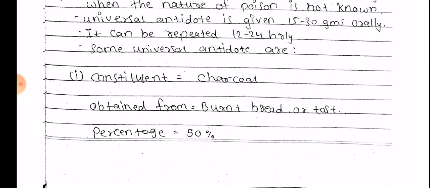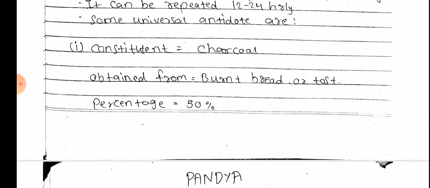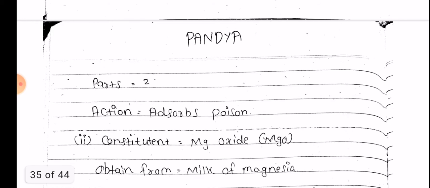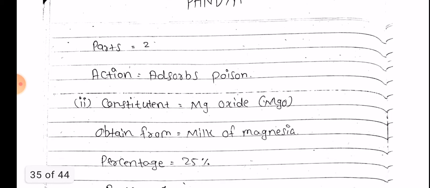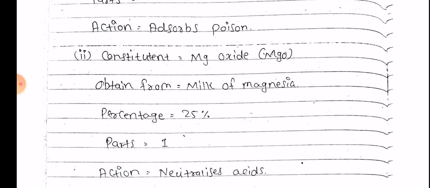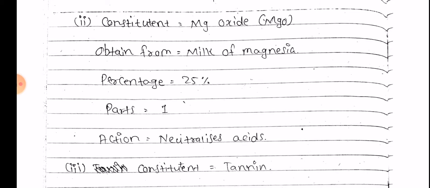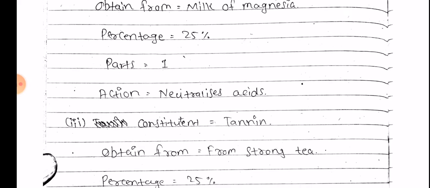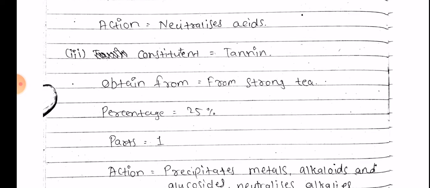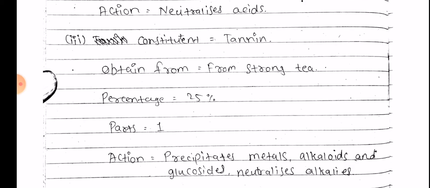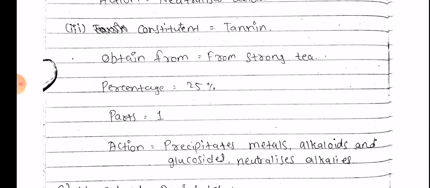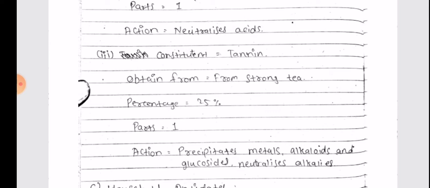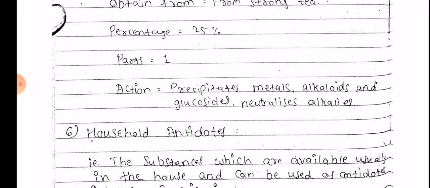First, charcoal, obtained from burnt bread or toast. Percentage used 50%, parts used 2 parts. Actions: it absorbs the poison. Next constituent, magnesium oxide, MgO, obtained from milk of magnesia. Percentage used 25 and parts used 1. Actions: it neutralizes the acid. Constituent third, tannin, obtained from strong tea. Percentage used 25 and part used 1. Action: precipitates metals, alkaloids and glucosides, neutralizes the alkalis.